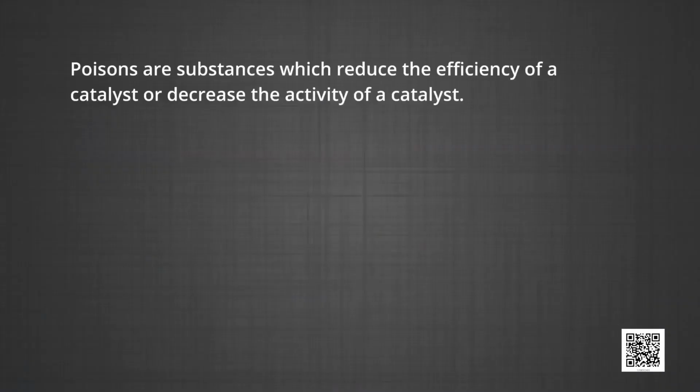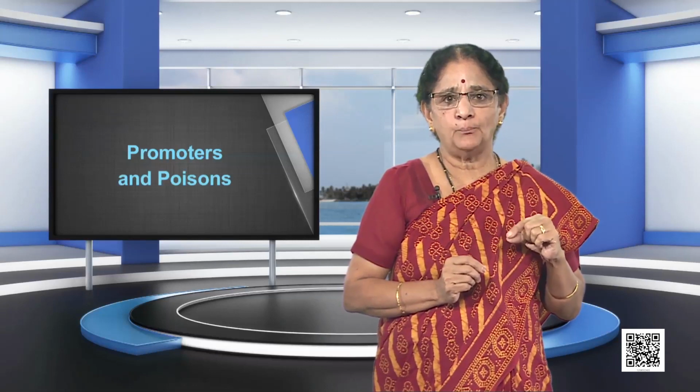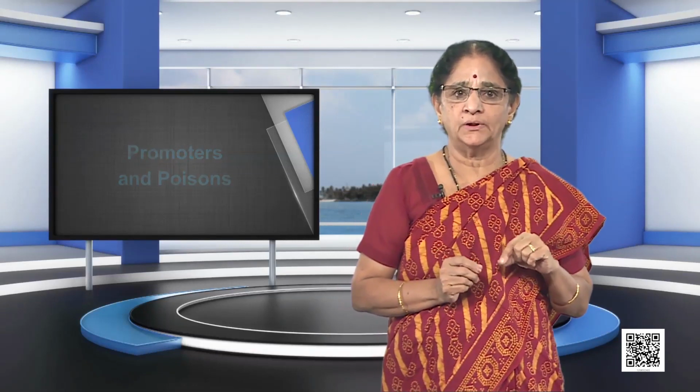Poisons are substances which reduce the efficiency of a catalyst or decrease the activity of a catalyst. For example, barium sulfate acts as a poison for palladium in Rosenmund's reaction to selectively reduce acyl chloride to aldehyde. Thus, over-reduction is prevented. Catalysis can be broadly divided into two groups, homogeneous and heterogeneous.